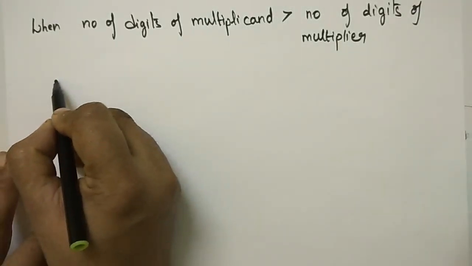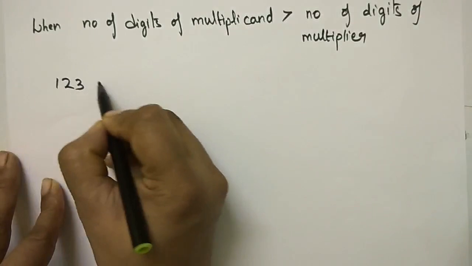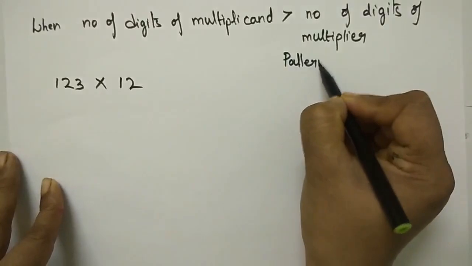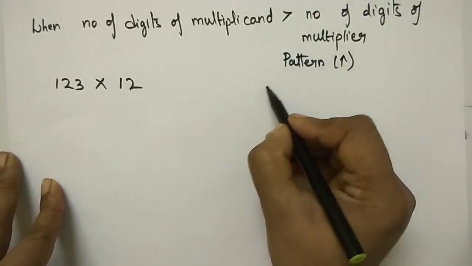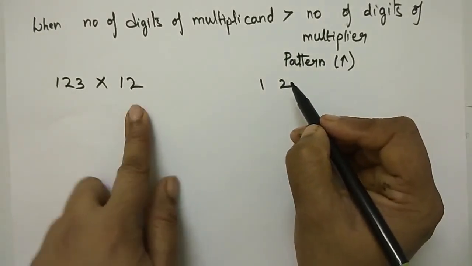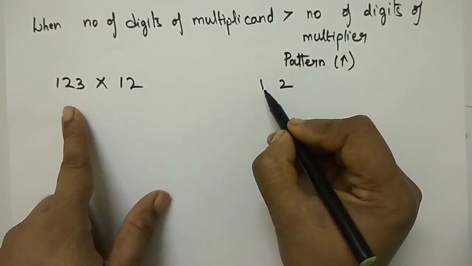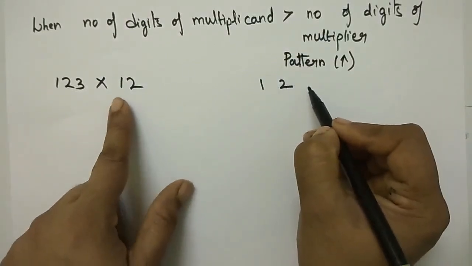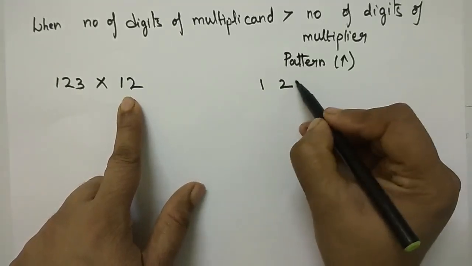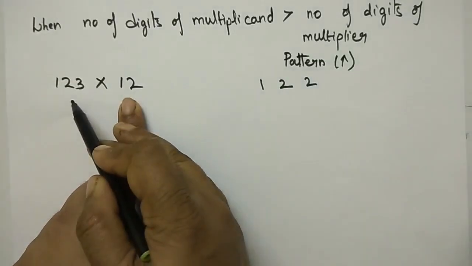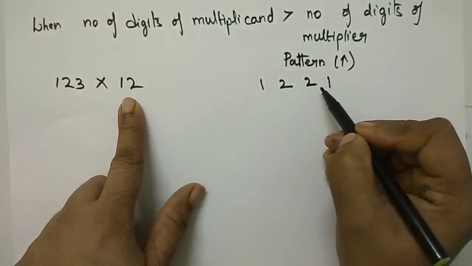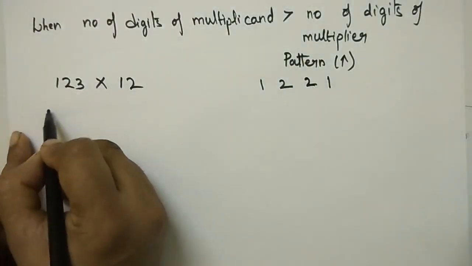Suppose the multiplicand has 3 digits and the multiplier has 2 digits. The pattern will be 1, 2. Here 3 digits, right? Here 2 digits, right? So start from 1, 2, in place of 3 you have to write the number of digits of the multiplier. How many digits here? 2, right? In place of 3 write down 2 because here 3 digits. In place of 3 write down 2 and come back. You will get 1. Okay? 1, 2, 2, 1. Understood?